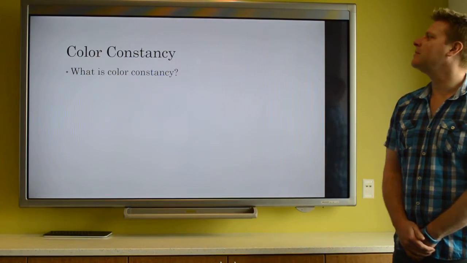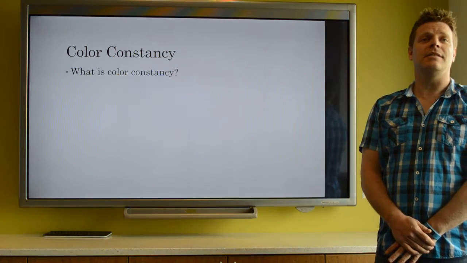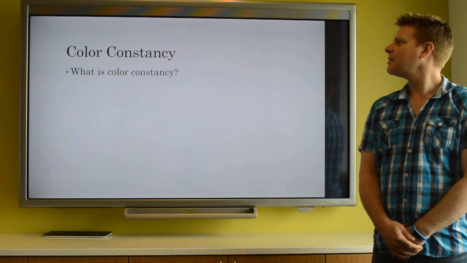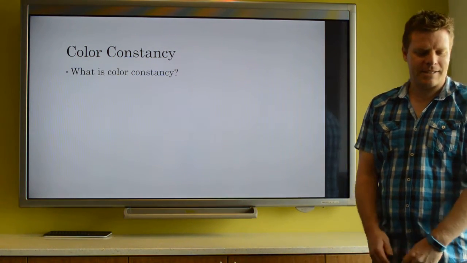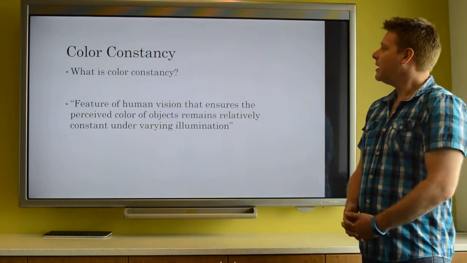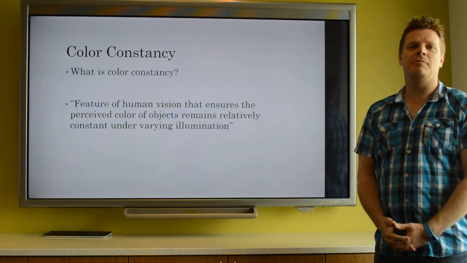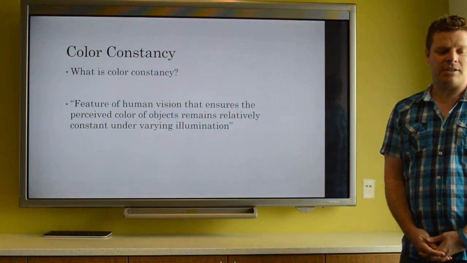So the next thing I'm going to talk to you about is colour constancy. So what is colour constancy first? Does anyone know? Is it when the colour stays the same even though the light is changing? Yes, exactly right. So it is a feature of human vision that ensures that the perceived colour of an object remains constant or relatively constant under varying illumination.